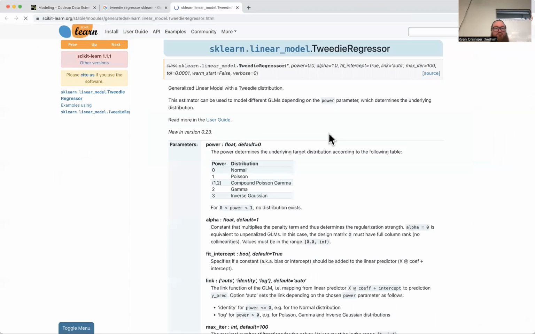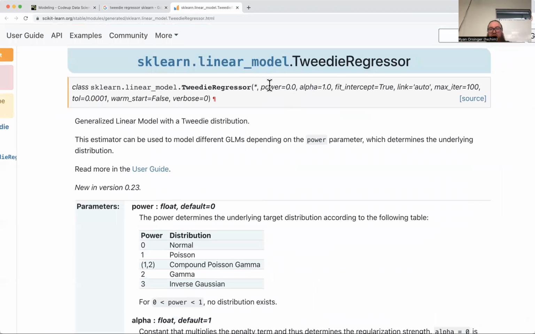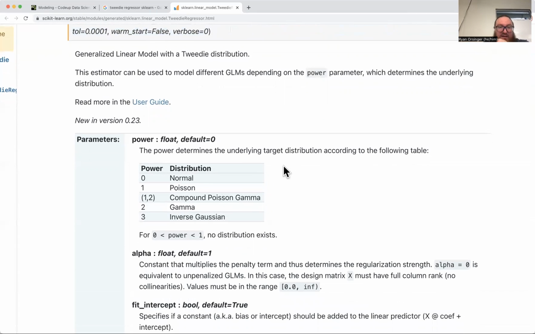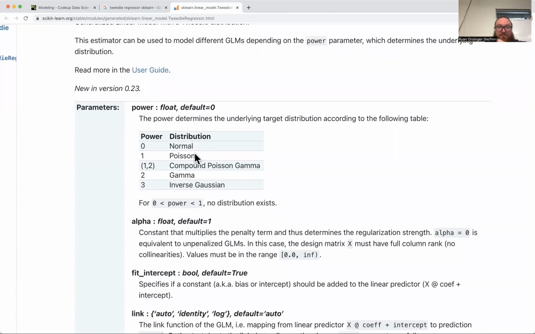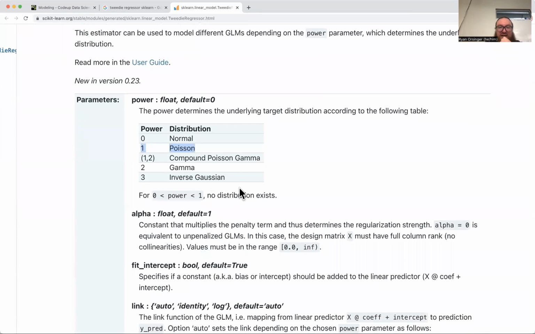Well, let's find out. So power is set to 0 automatically, alpha is set to 1 automatically. There's a couple of other hyperparameters, which I think the defaults are fine for. And power set to 1 is Poisson. And that's interesting. If your power argument is between 0 and 1, non-inclusive, that means no distribution exists. That's kind of crazy. There's not a named distribution that follows. I hadn't considered that before.